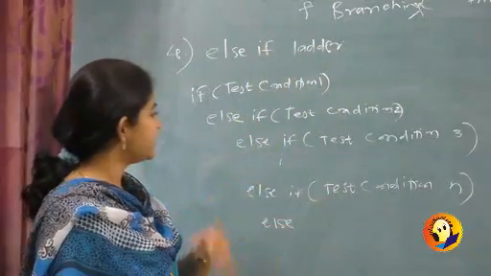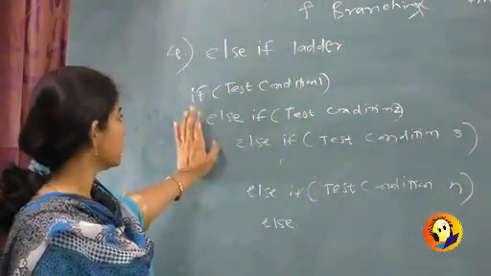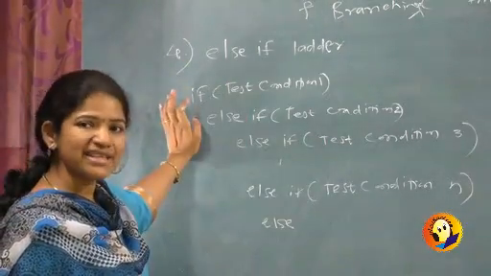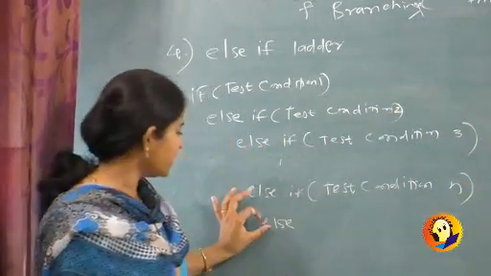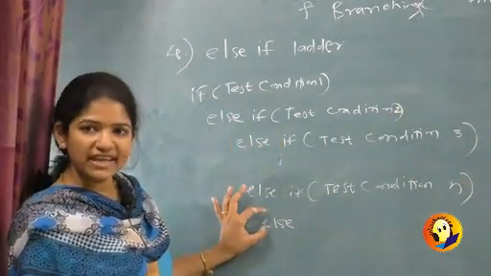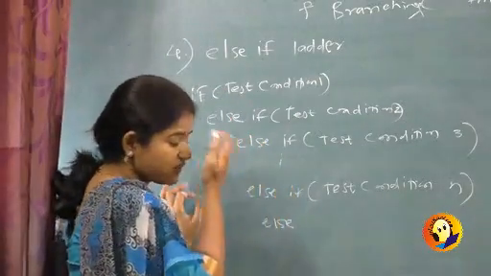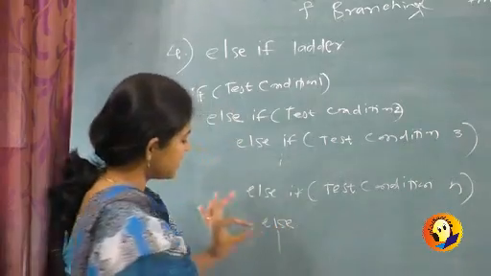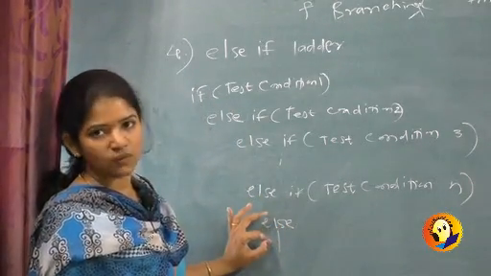So this will continue till the nth condition. You can enter any number of conditions for this. So this particular syntax is called an else if ladder. If none of the conditions is satisfied, it will select the default else block for execution, execute that particular block and display the result.